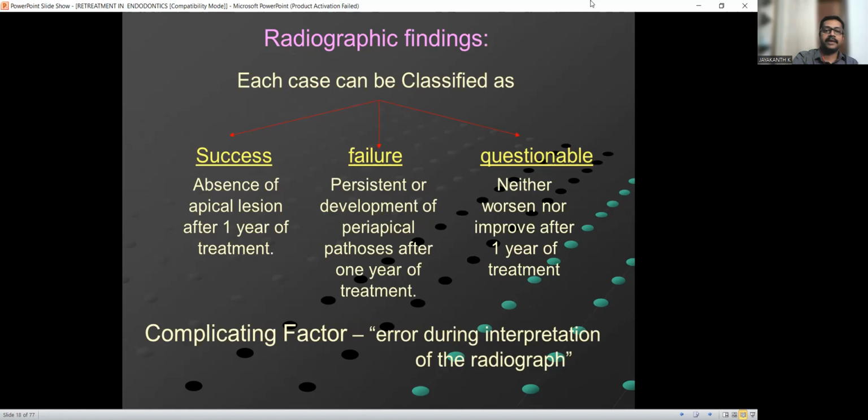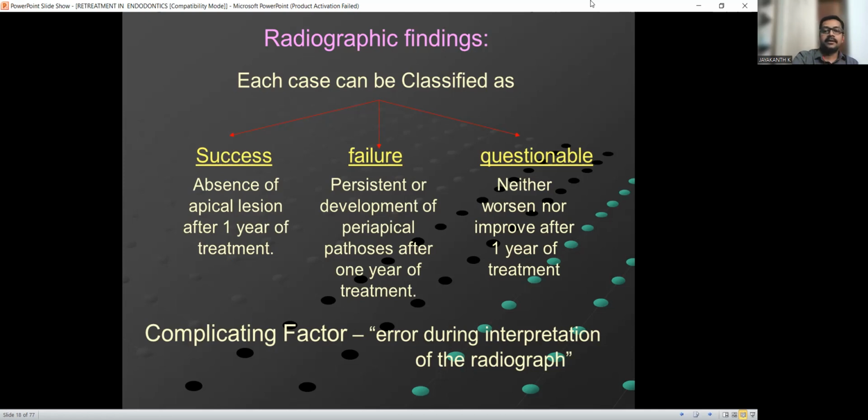Now coming to radiographic findings, each case can be classified as success, failure, or a questionable condition under the following headings. Success: absence of a periapical lesion after 1 year of treatment. When you evaluate your treated tooth radiographically after 1 year, absence of an apical lesion shows a successful treatment. Whereas failure: persistence or development of periapical pathosis after 1 year of treatment shows a failure case.